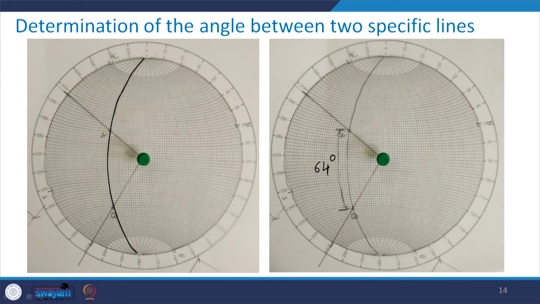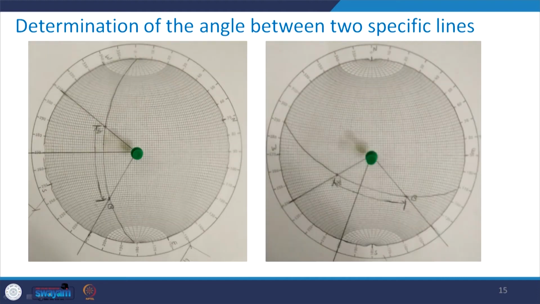You need to just count these intervals. Just multiply that by the interval of the stereo net that you have taken, because here I have taken a 2 degree interval stereo net. Therefore I am multiplying it by 2. So the angle between these two lines is going to be 64 degree.